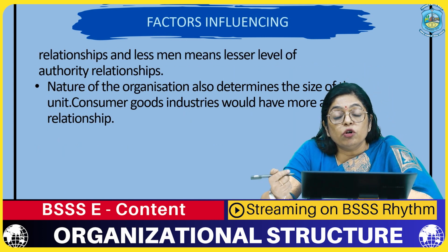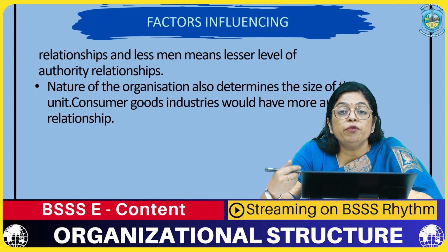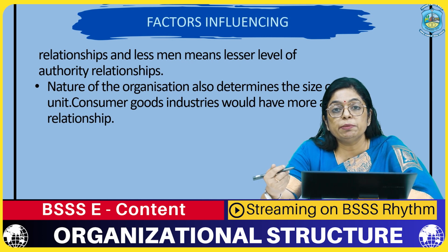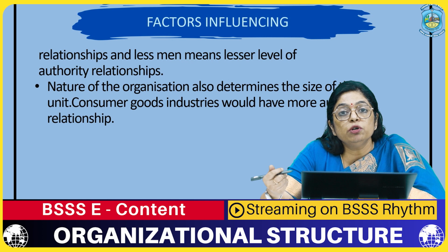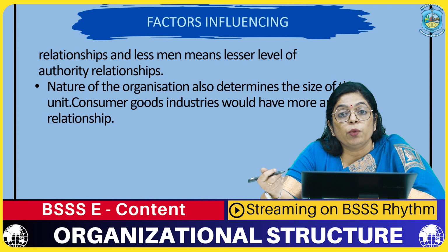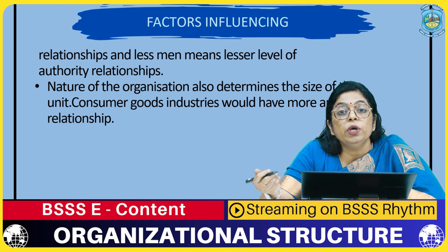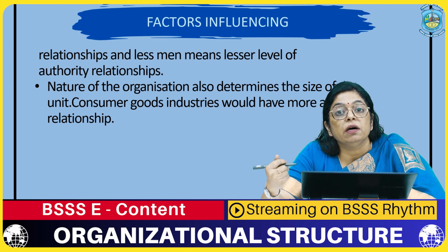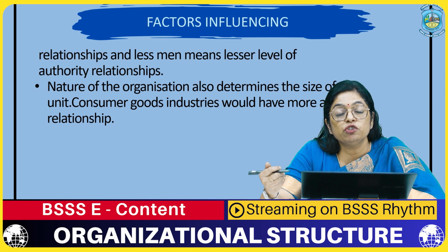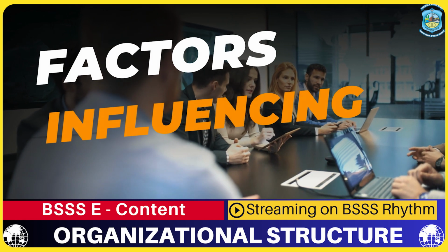Nature of the organization also determines the size. For example, if it is a consumer goods industry, then it has to have more of an authority responsibility relationship, because a consumer goods industry, or we can call it an FMCG industry, is one where large production is carried out. In those industries we need to have a better authority responsibility relationship, and for that there has to be a clearly defined organization structure.